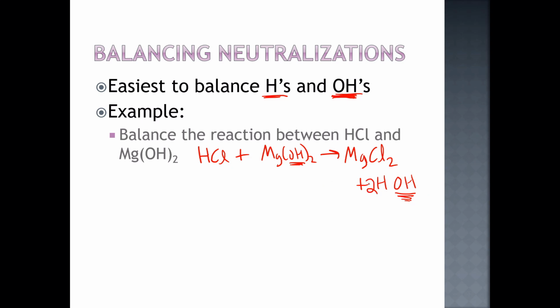Okay, this will give me 2 H's. I need to balance out the H's over here. So I'll put 2 H's there. And I think that should balance everything out. That'll give me my 2 chlorines, which gives me my 2 chlorines over here. So lesson here is when you're balancing neutralizations, balance in terms of OHs and Hs. In almost all cases, that will be easier to do than balancing individual hydrogens and individual oxygens.